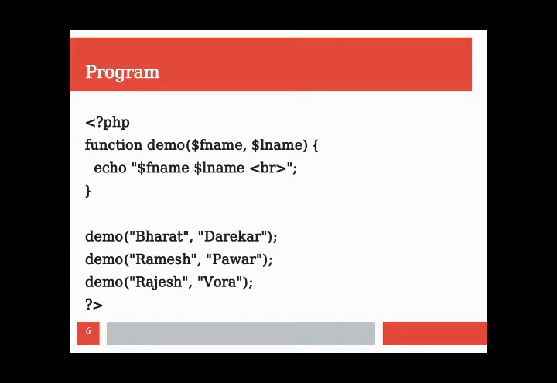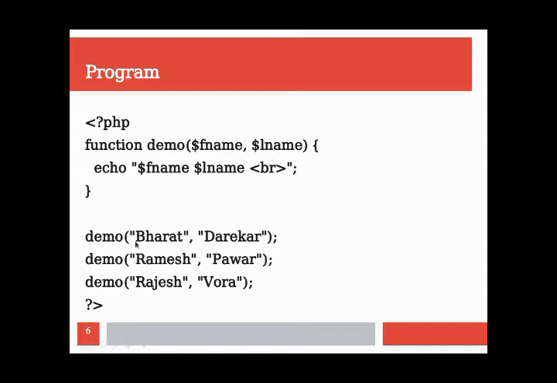Here again we take another example where two arguments are passed. Function demo, demo is the name of the function, and in brackets $fname comma $lname. That means we pass two arguments, or two parameters. The left curly bracket is the beginning of the function. Here echo within double quotes $fname $lname, break, double quote complete, semicolon, and the right curly bracket means the end of the function. We use two parameters, and that's why we pass two values, fname and lname, while we call that function.